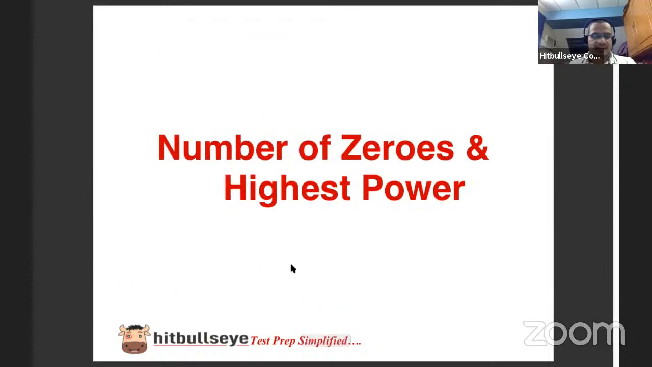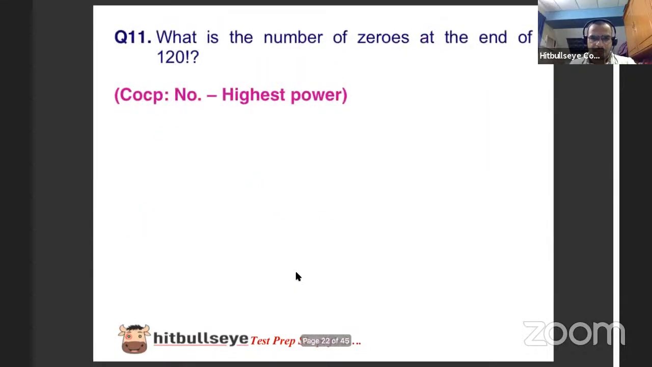चलिए अब हम बात करते हैं number of zeros and the highest power. I'll take 5 more minutes. This is again important. Number of zeros निकालने होते हैं आपको. इसमें बताइए 120 factorial में how many number of zeros will be there at the end? Try it. We'll discuss. 30 seconds.